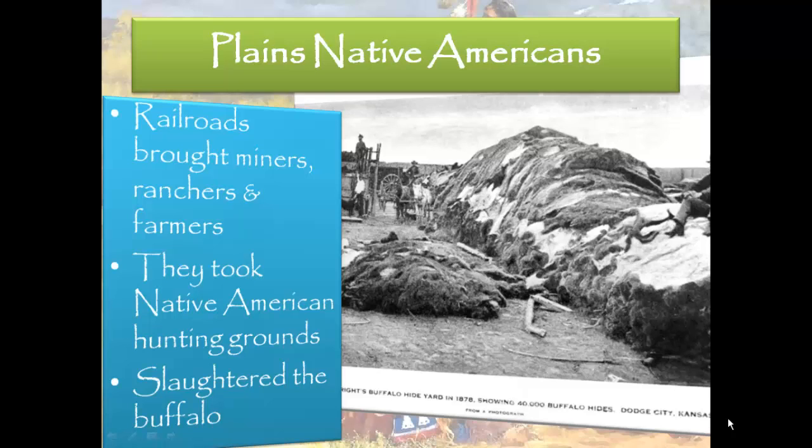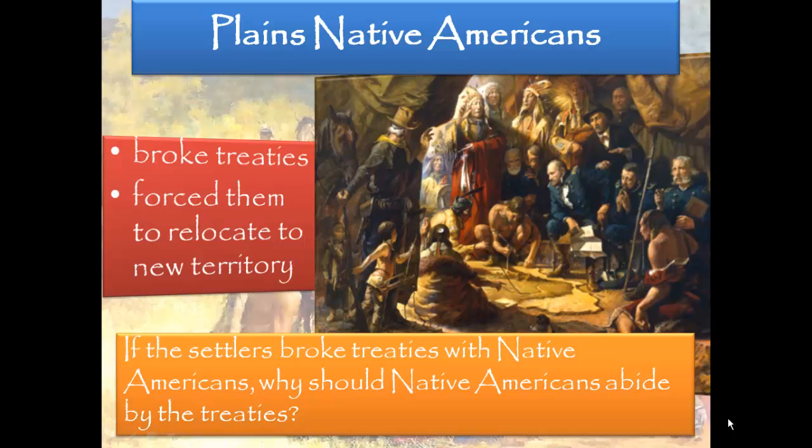One of the first things we're going to talk about are the Native Americans of the Plains. Now, we know that it's the railroads that brought miners, ranchers, and farmers, and with their arrival, they take Native American hunting grounds, they slaughter the buffalo, and this is really going to lead to a cause and effect relationship between them because as the railroads brought them, they took the land. As they came upon the land, they slaughtered the buffalo, and this is going to leave the Native Americans with no choice but to resist, and of course it leads to the deaths of many of the Native Americans.